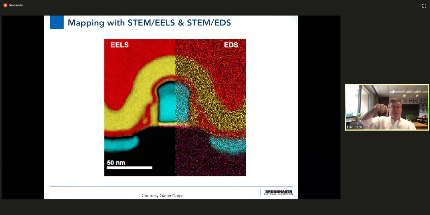And because of the way that the machine works, as you scan the beam back and forth, you can take the high angle annular dark field image, the annular bright field image, you can take the EELS information, you can take the EDS information, all at the same time, right? And use all that information to give you characterization of your sample.